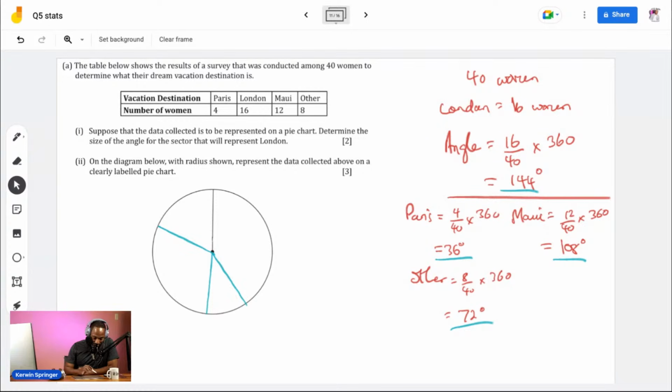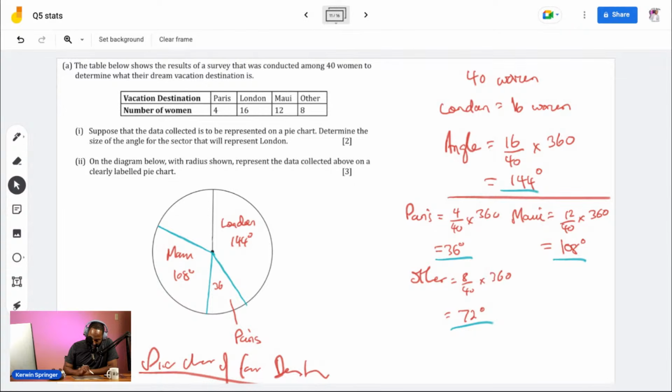And then we're going to label it however you're feeling to label this thing. London is 144 degrees. This one as well, Paris, is 36 degrees. And this one is Maui, 108 degrees. And this is a pie chart of favorite or desired destination. And this is other, which is 72 degrees.